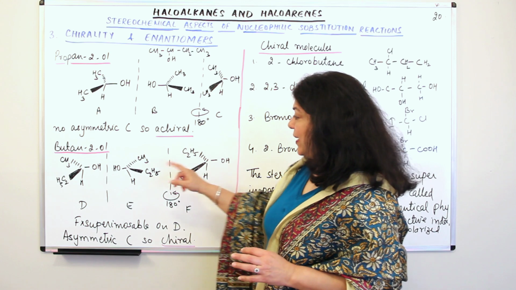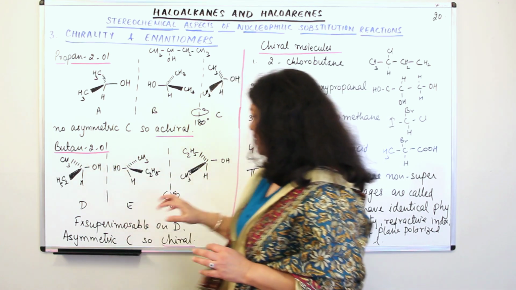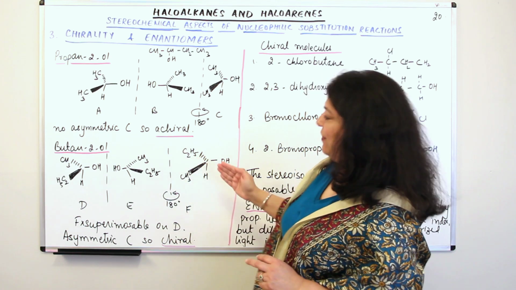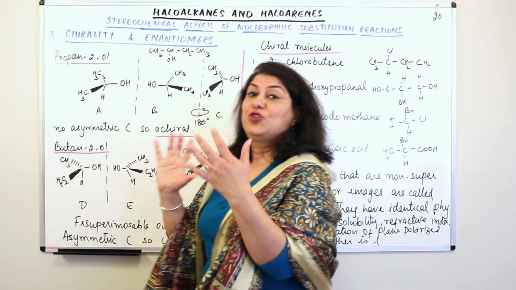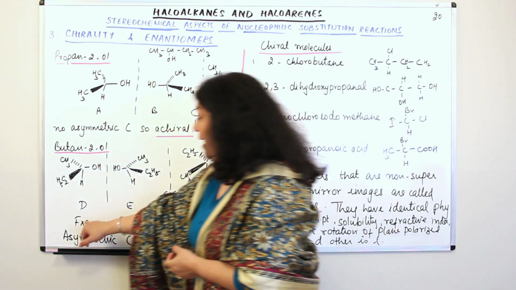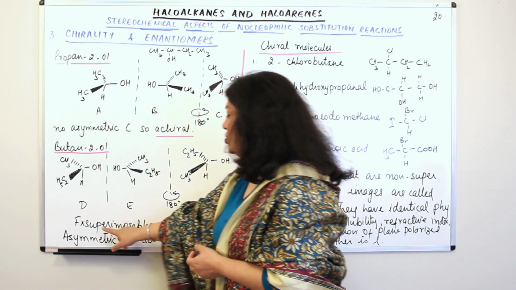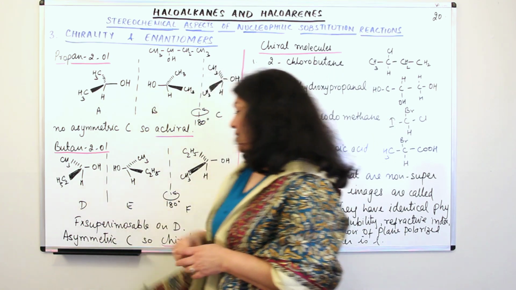That is, now when you try to superimpose this carbon over this, the OH comes here, the H comes here, but the C2H5 is now going backwards and the CH3 is coming forward, so you cannot superimpose it. So this structure F is non-superimposable on structure D.